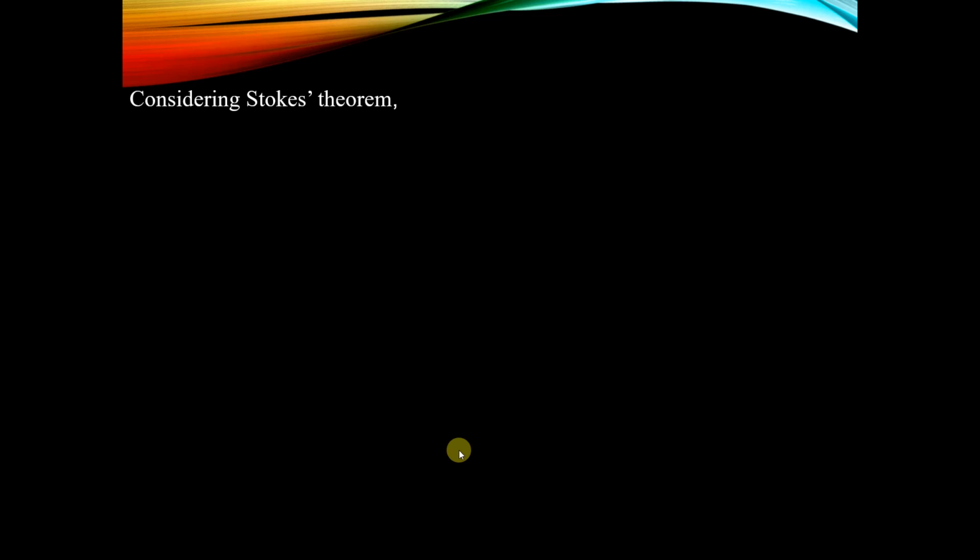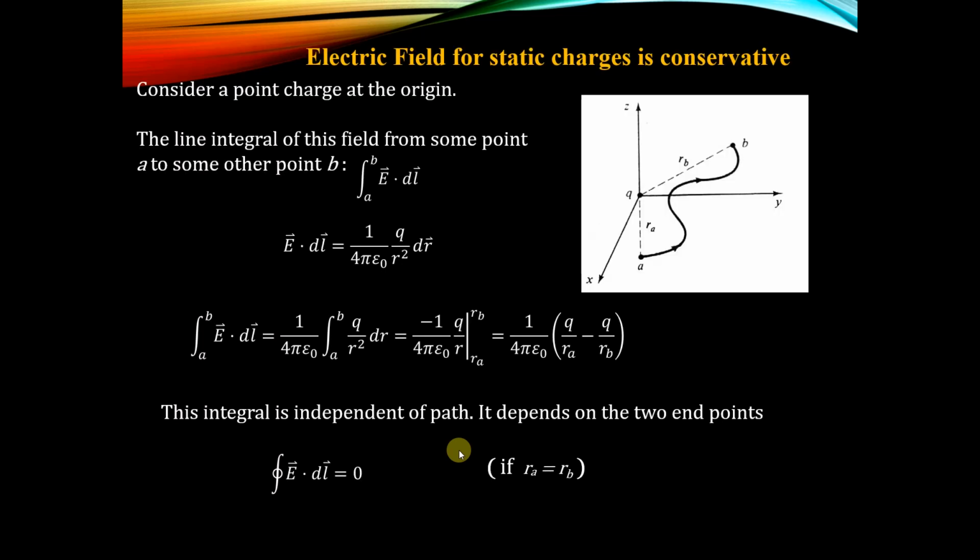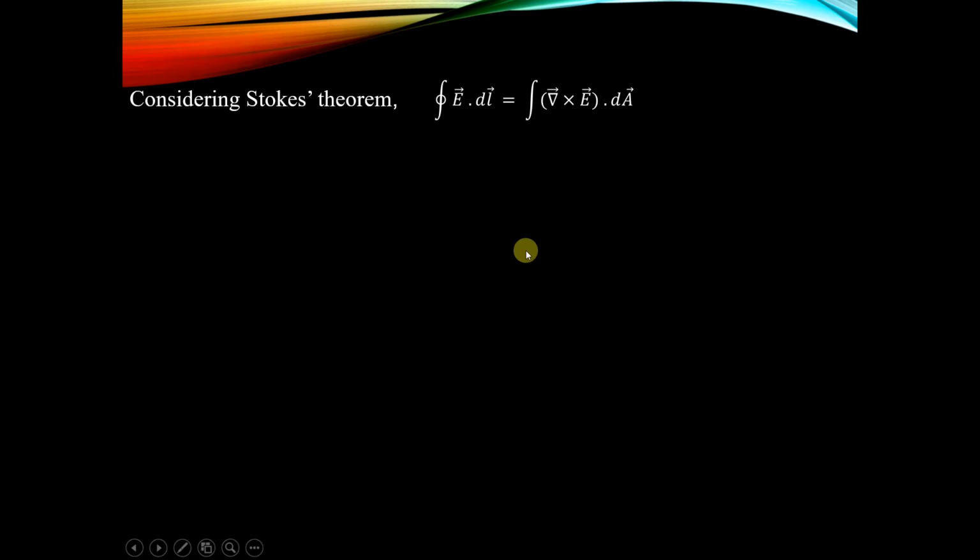Now let's apply Stokes theorem to this particular integral. We have closed integral E dot dl is equal to 0 for static charges. If we bring in the Stokes theorem, we can write closed integral E dot dl is equal to integral del cross E dot dA. We had discussed the Stokes theorem in the first lecture of electromagnetism. So we already have closed integral E dot dl as 0, and applying Stokes theorem, I will get del cross E is equal to 0.